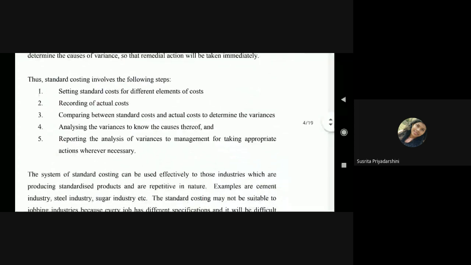Next, how is this standard costing done, or what are the steps involved in the standard costing process? Okay, so how it is being done. The first step involved is setting up standard cost for different elements of cost. So how are you going to establish or fix this standard costing in an organization? These are the various steps, the process you can call it.